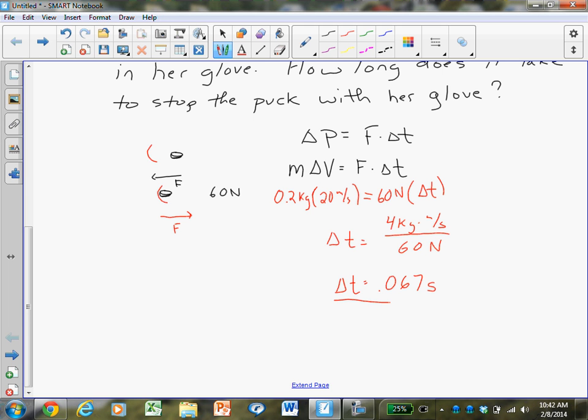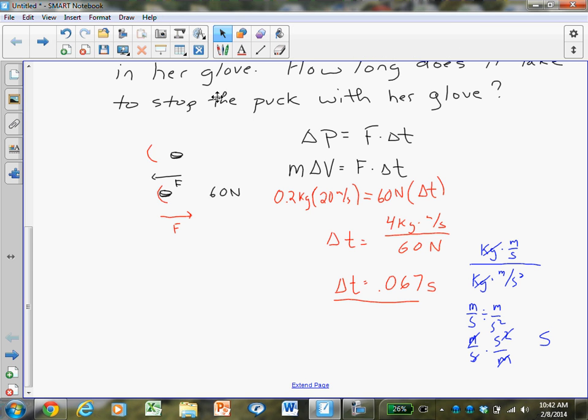Okay? Now, the units on this, kilograms times meters per second over newtons, we could look at that a little more closely. Newtons are kilograms times meters per second squared. So those cancel. And meters per second divided by meters per second squared is the same as meters per second times second squared over meters. So that gives you seconds. So that works out. That's good.